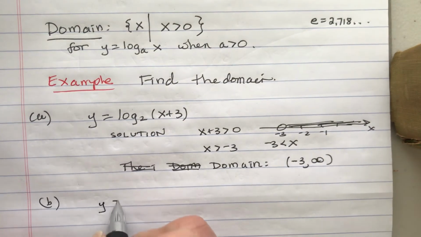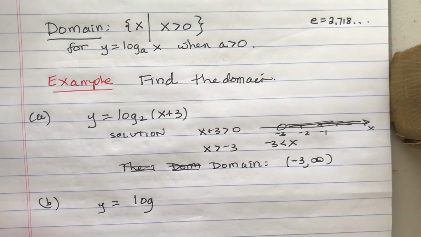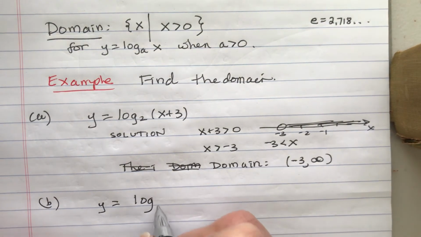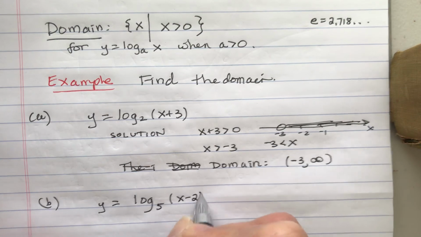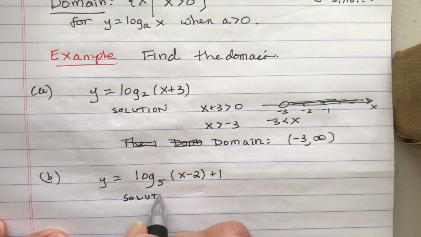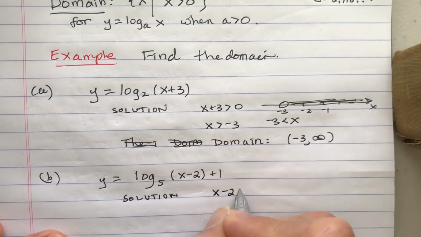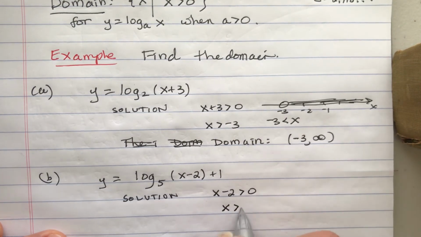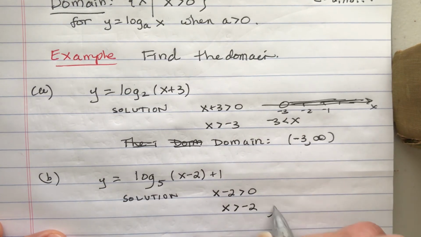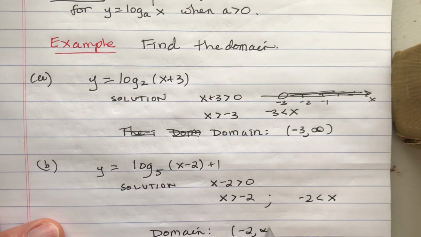Let's do b: log base 5 of x minus 2, all plus 1. Okay, so the solution is that we just look at the part that's the input of the logarithm, and we make that greater than 0. So that makes x greater than negative 2, or you could write the same as negative 2 less than x. And so the domain in interval notation is negative 2 to infinity.